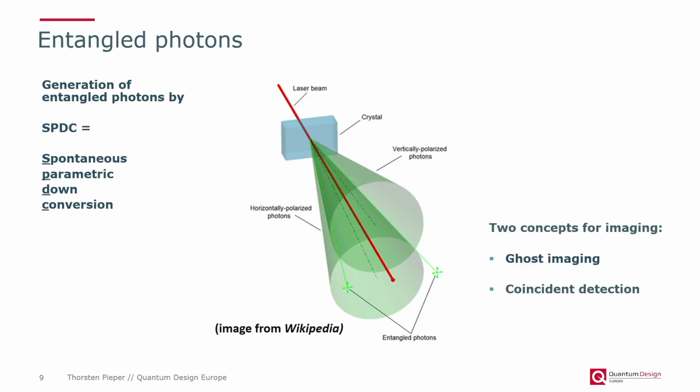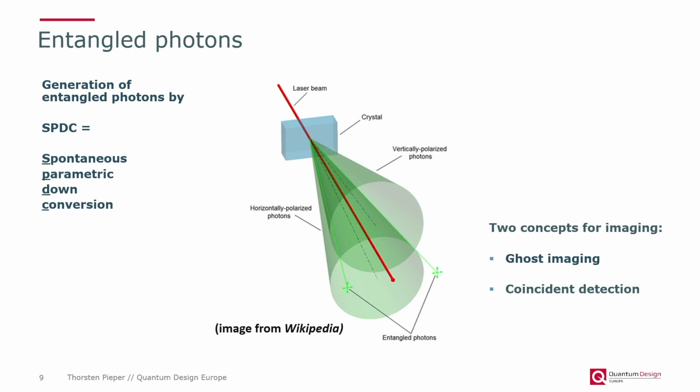So how are entangled photons generated? I mentioned already that you need a laser beam with a monochromatic wavelength and a nonlinear crystal. The physical process that occurs in the nonlinear crystal is called spontaneous parametric down conversion. In this process, from a single photon, you generate two resulting photons that can have the same wavelengths, but do not have to have the same wavelengths.